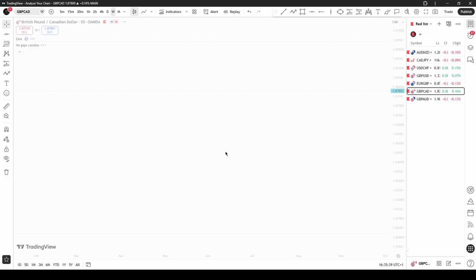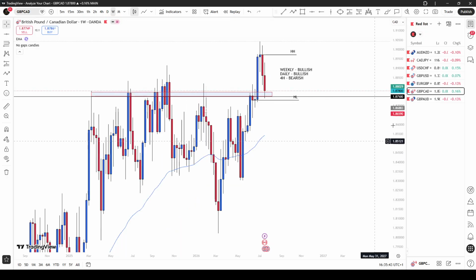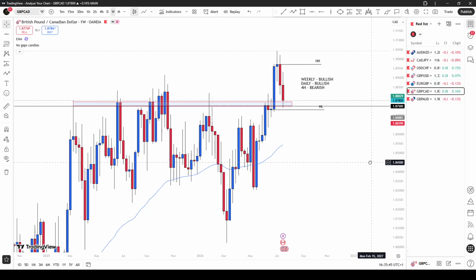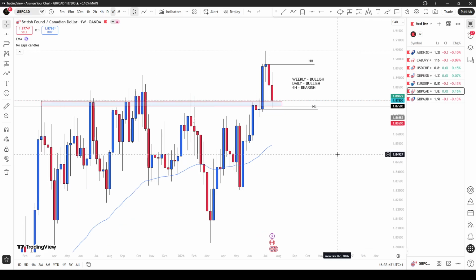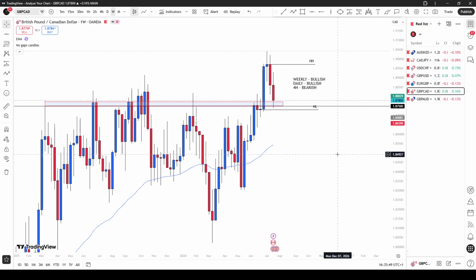On the weekly time frame, we are bullish. This is a very clean trade. Price broke here, came back to retest these previous structure points, the EMA, and one psychological level.